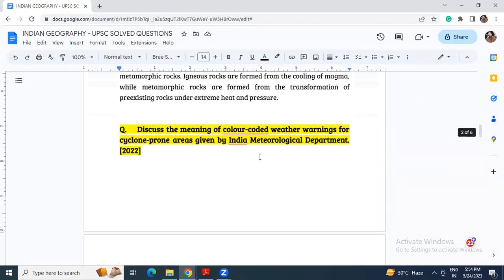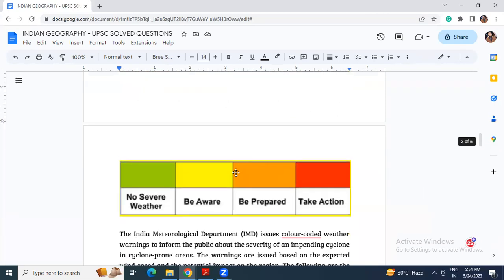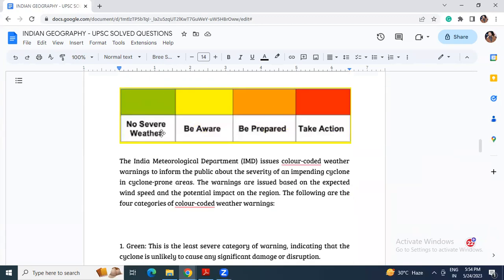So let's come to the next question. Discuss the meaning of color-coded weather warnings for cyclone-prone areas given by the Indian Meteorological Department. Green means no severe weather, yellow means be aware, orange means be prepared, red means it is serious, take action.